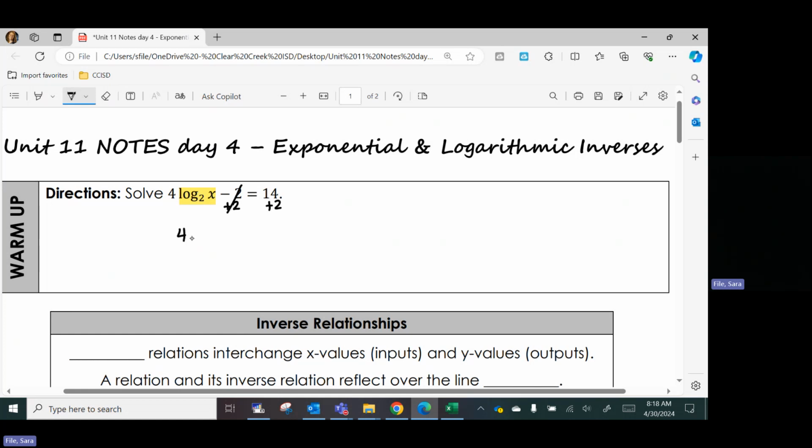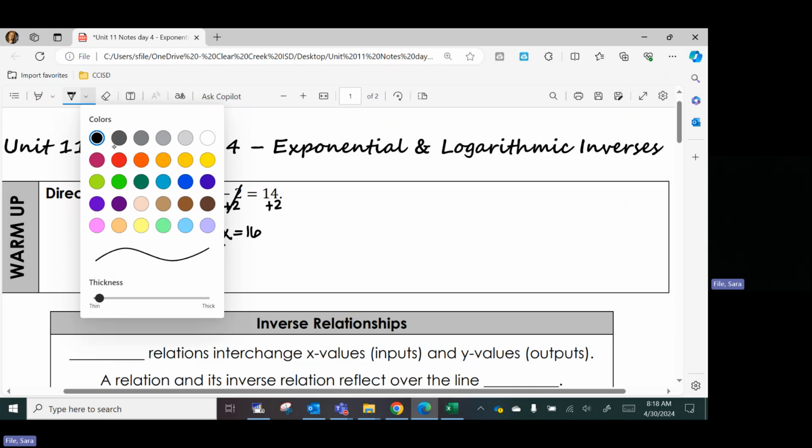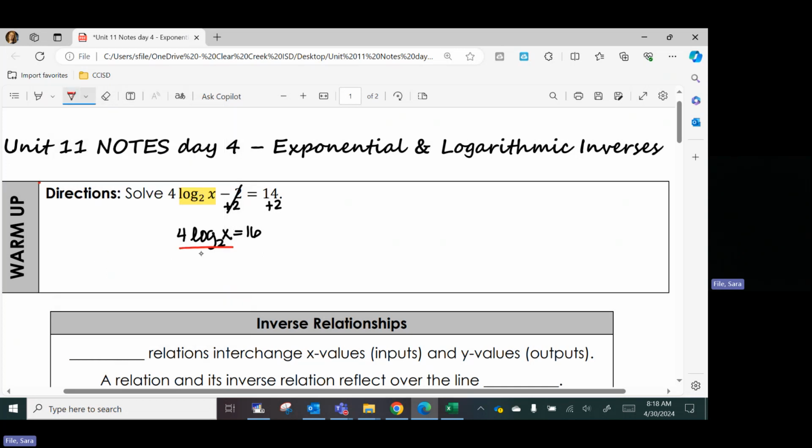So you end up with 4 log base 2 of x equals 16. Then you need to get rid of your coefficient. So we're going to divide out that 4. That's the opposite operation. And we end up with log base 2 of x equals 4.